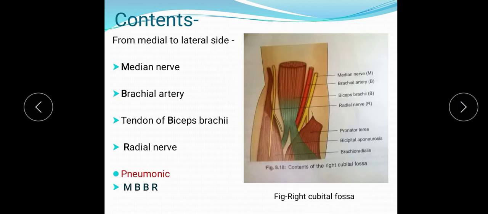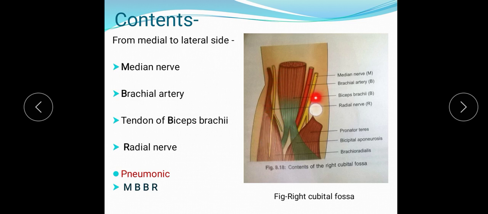Then the contents. Contents are remembered by the mnemonic MBBR. The contents are described by retracting the boundaries. It is remembered by the mnemonic MBBR from medial to lateral side. This is the medial side, and this one is the lateral side. M means median nerve, brachial artery, biceps tendon, and the radial nerve.